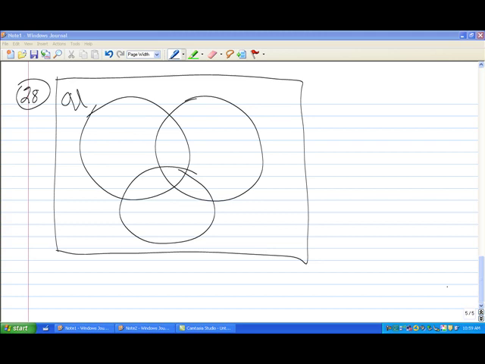So in 28 it says, it was once said that country western songs emphasize 3 basic themes: love, prison, and trucks. So that's what our circles are. I'm going to label them love, prison, and trucks. So I have my 3 circles.